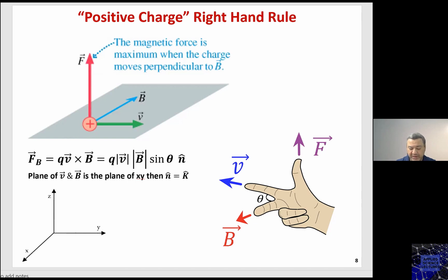Now here in this case, I have theta becoming 90 degrees. So here, this 90 degrees is going to result into sine theta becomes 1. This is the case where I have a maximum magnetic force, and it will be in the positive z direction. If you use your right hand rule, put the index toward the V, put the middle finger toward the magnetic field, you will see that the thumb is going to point to the direction of the force, and this is going to be in the positive z axis.